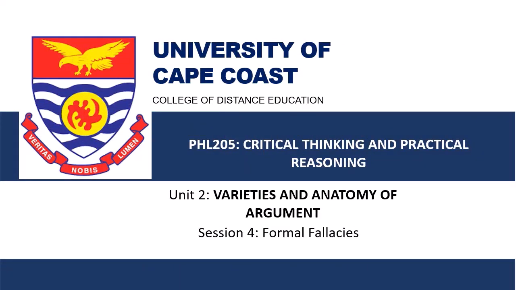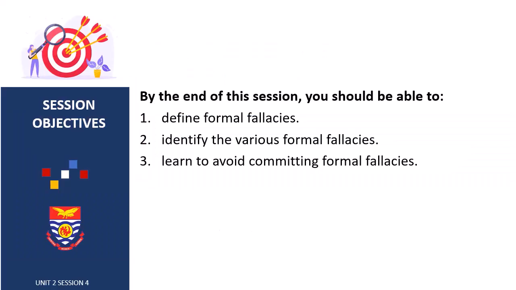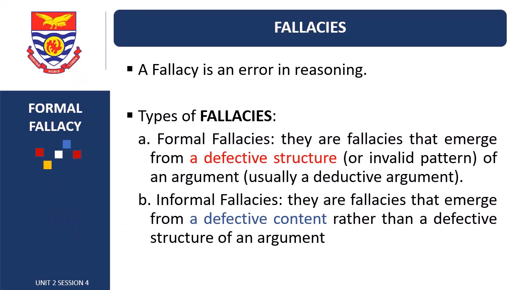Hello, guys. Welcome to Critical Thinking and Practical Reasoning, and we are still on Unit 2, Varieties and Anatomy of an Argument. This session, we are treating formal fallacies. We aim to define formal fallacies, identify the various formal fallacies, and learn to avoid committing formal fallacies as critical thinking students. We've already defined formal fallacies and known the types of fallacies from Unit 1, Session 6.